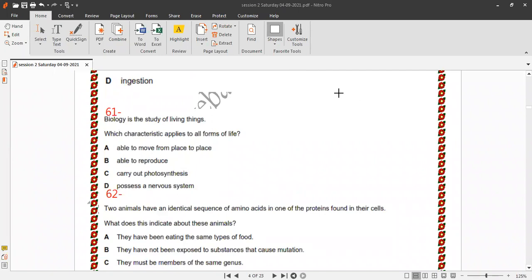Biology is the study of living things. Which characteristic applies to all forms of life? Able to move from place to place, able to reproduce, carry out photosynthesis, or possess a nervous system? It's able to reproduce, because moving from place to place isn't true of plants, so it's B. Able to reproduce applies to all forms of life.